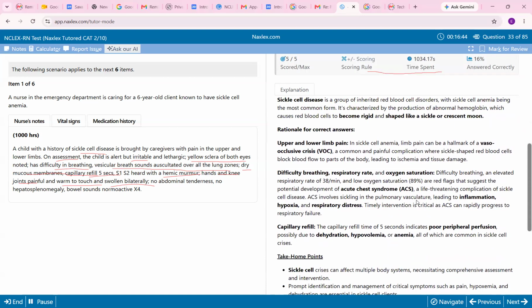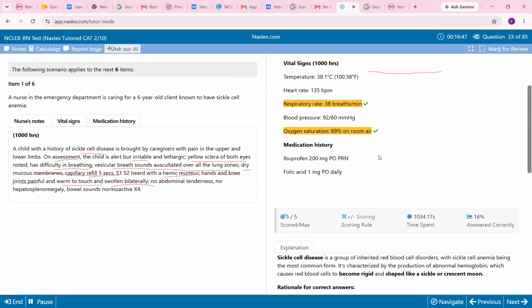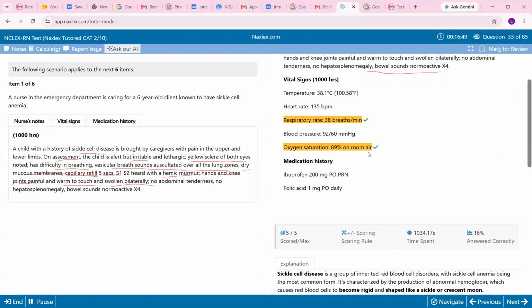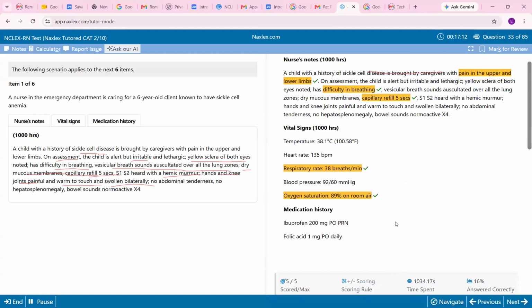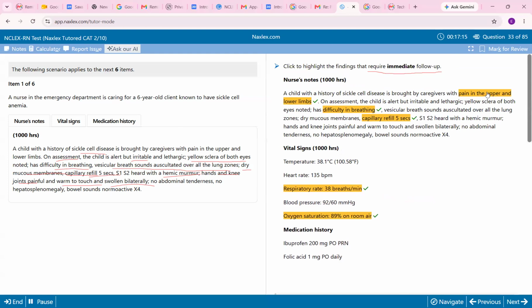Next, look at the saturation. It is 89 only. That is very low. The client needs oxygen support, and the client is also tachypneic, 38 breaths per minute. BP 92 by 60 is on the lower side, but it can be an expected BP for a 6-year-old child. So, what can be the answers? The client is having pain, breathing difficulty, delayed capillary refill, tachypnea, and hypoxia.